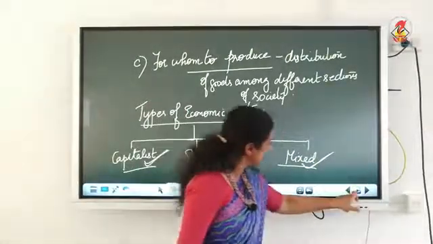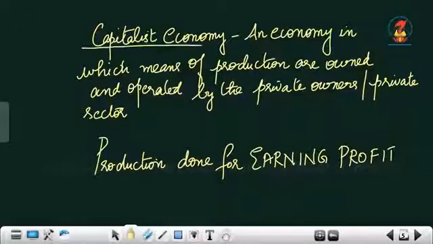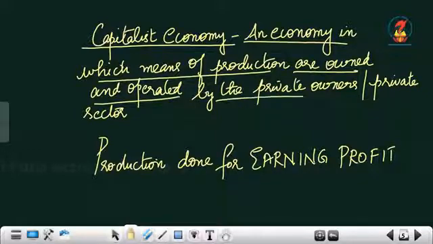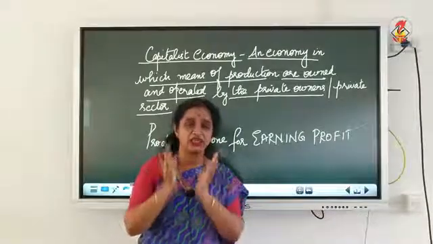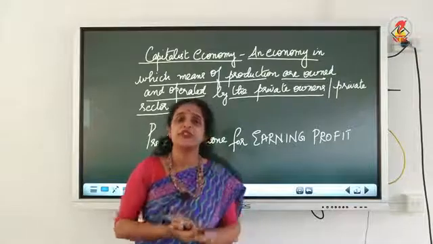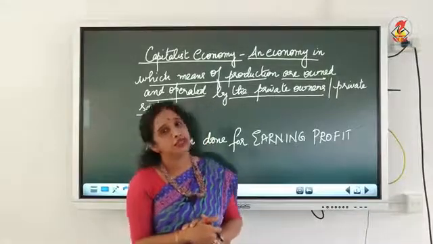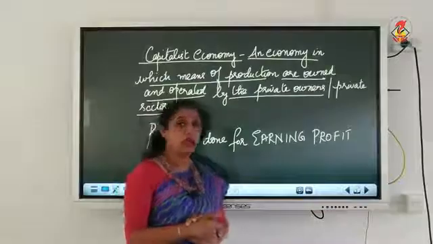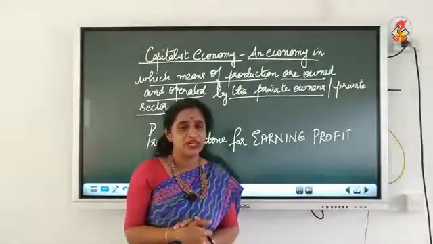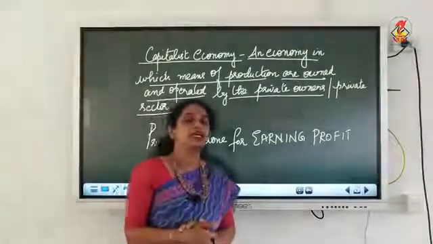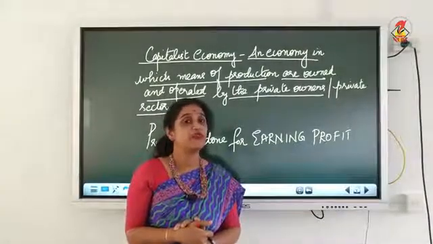Now, let us first discuss capitalist economy. What is a capitalist economy? An economy in which means of production are owned and operated by the private owners or private sector. The production, its distribution, everything is decided, and its ownership is fully with whom? The private sector or private owners. That is known as a capitalist system. So, a capitalist economy is an economy in which the means of production are owned, decided and operated by private individuals, with the existence of a private sector.